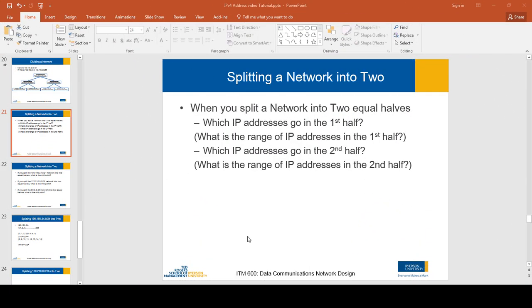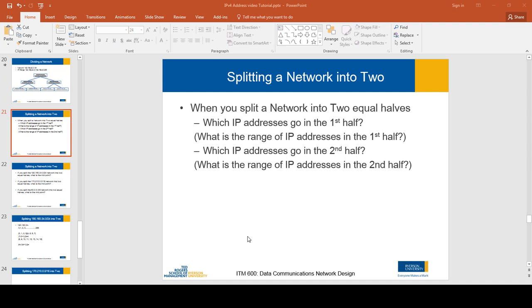Hello everyone, in this video I'm going to talk about how to split any network into two subnets and then how to find the range of IP addresses in each subnet. When you plan IPv4 addressing or when you do subnetting for an organization, you may need to split a network into two equal halves. It is really important to understand which IP addresses go in the first half or the first subnet and which IP addresses go in the second half or the second subnet. In other words, what will be the range of IP addresses in the first subnet and what will be the range of IP addresses in the second subnet.